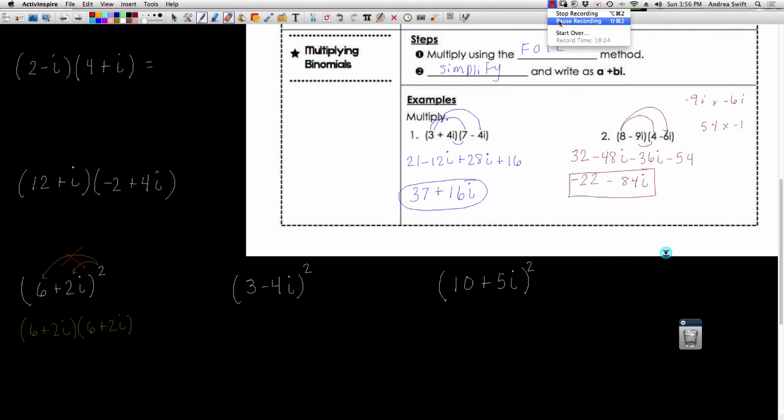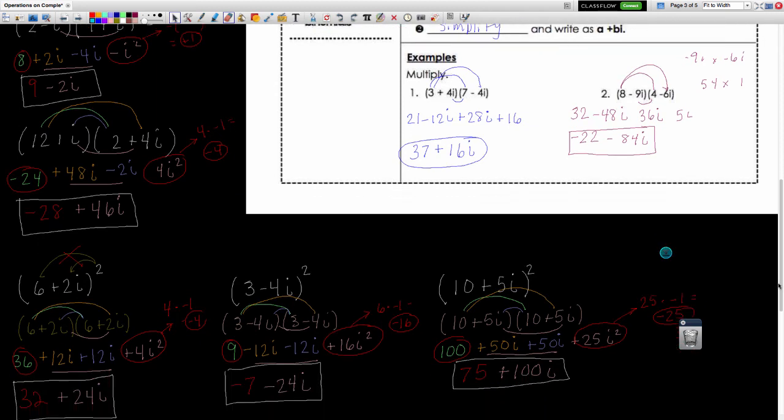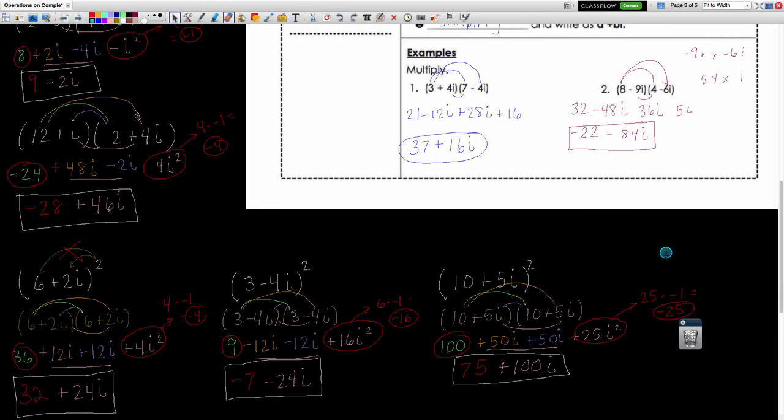All right, and here are our answers. This is the answer to the first one. I went through and actually worked it out and showed you each step, and then took that last piece, that negative i times i is a negative i squared, which is negative 1 times i squared, which is negative 1, which is a positive 1. So if you want, you can pause this and go through and look at the work that was done to get these answers if you didn't get them correct.